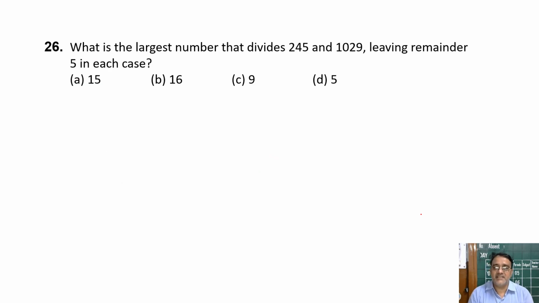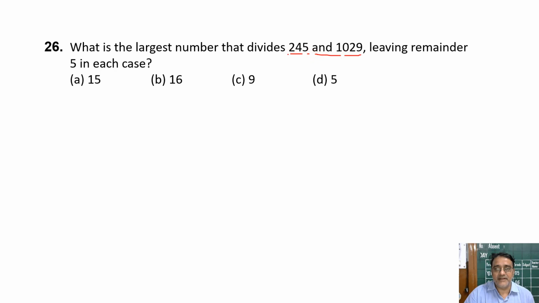What is the largest number that divides 245 and 1029, leaving remainder 5 in each case? I told you that when one number is divisible by many numbers, LCM, and many numbers divisible by one number, HCF. So यहाँ पे 2 number it is divisible by one number.